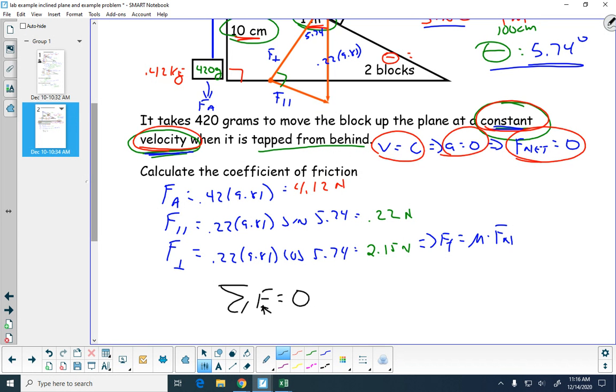Well, I have my force applied, which gives me 4.12 newtons. That's moving it up the plane. We have our force parallel, which wants to move it down the plane, which is a negative 0.22 newtons, because that's going to want to move it down the plane. These are not equal but in opposite directions. One's moving it up the plane, the other's moving it down the plane. But when I add these up, I have to get a value of zero.